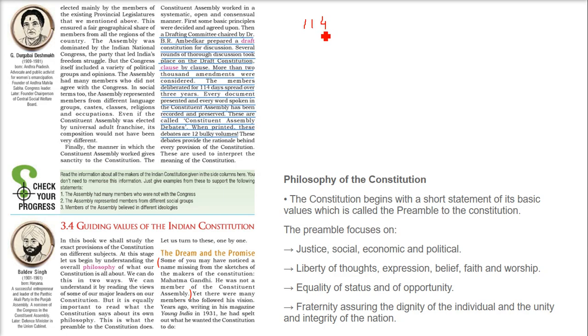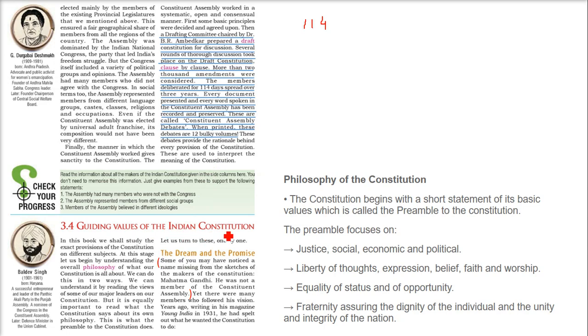For 3 years, the committee met 114 days in 3 years, and every document presented and every word spoken in this discussion was recorded properly, and this recording is known as the Constituent Assembly Debates. These debates are all available in a printed format as 12 bulky volumes.